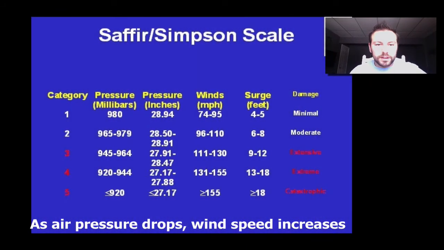I'm going to go right into this one here. And what we notice is that we have our category right here, 1, 2, 3, 4, 5. Notice that as the category increases, the air pressure drops. Also, storm surge is increasing, and our wind speeds are also increasing. So as our category increases, air pressure drops, and also our wind speeds increase.